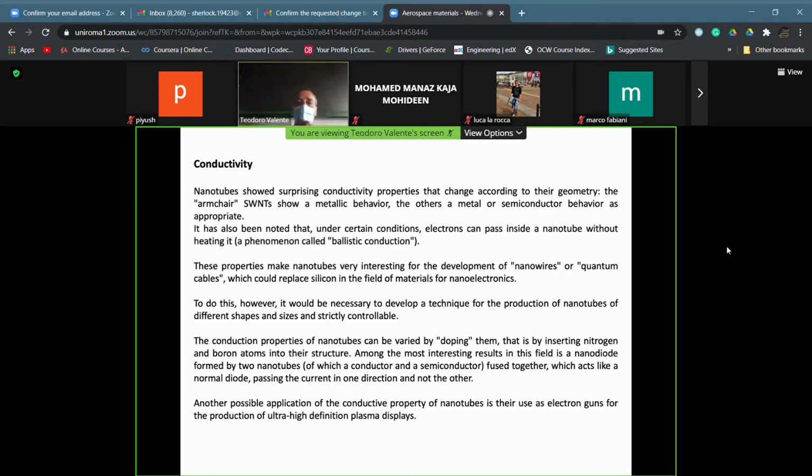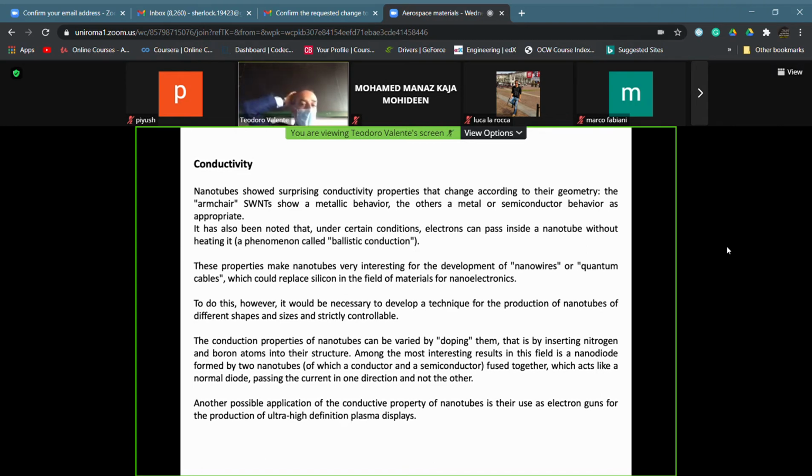Anyway, in any case, this has been proved on a lab scale. It is not yet a matter of industrial production, because it's still necessary to develop reliable techniques for the production of nanotubes, again with the different desired shapes, but always in the same way, I mean in a reliable way.